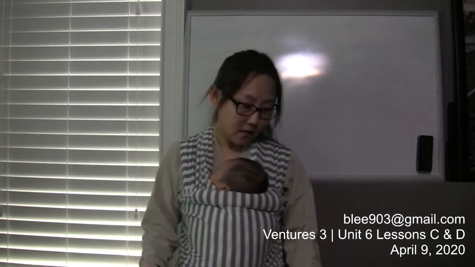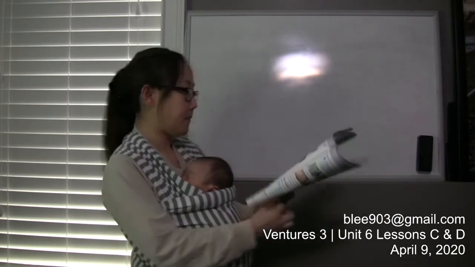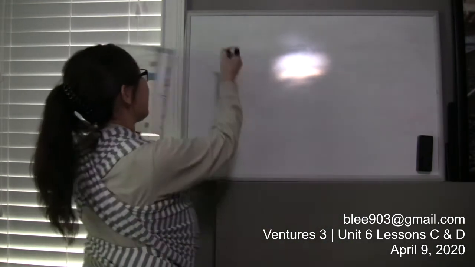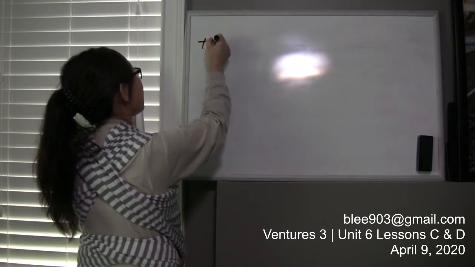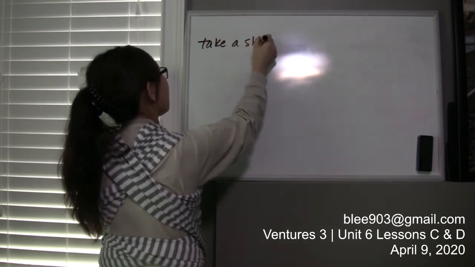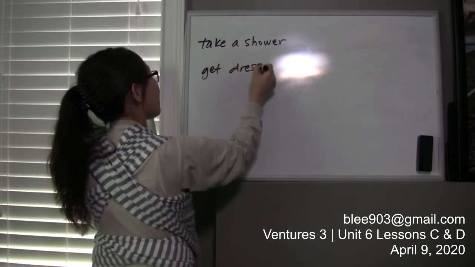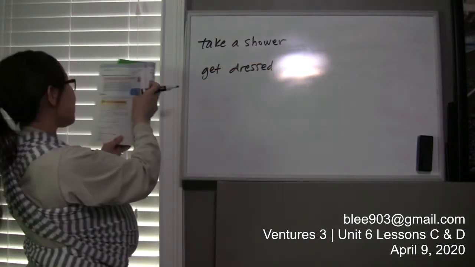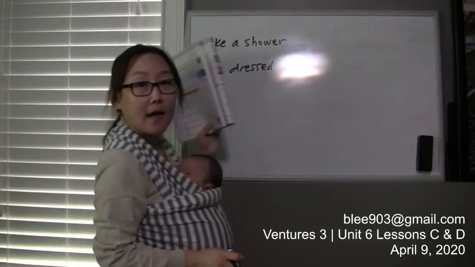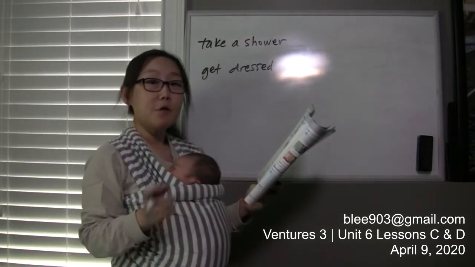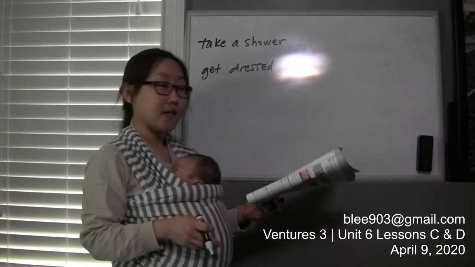So if you look at Bonnie's morning schedule, you can see 6 different activities. Okay, so let's look at the first 2 activities. I'm gonna write these down. So let's see. Take a shower and get dressed. Okay, so if you look at number 1, it says, after Bonnie takes a shower, she gets dressed.